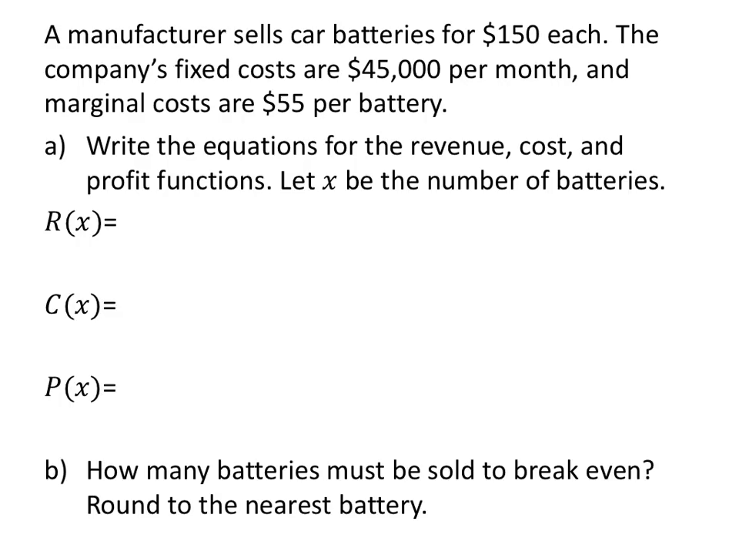A manufacturer sells car batteries for $150 each. This will give us our revenue when x is the number of batteries, which looks like 150 times x. The company's fixed costs and their marginal costs will give us our cost function, marginal being the slope, 55x, and the fixed cost of $45,000.